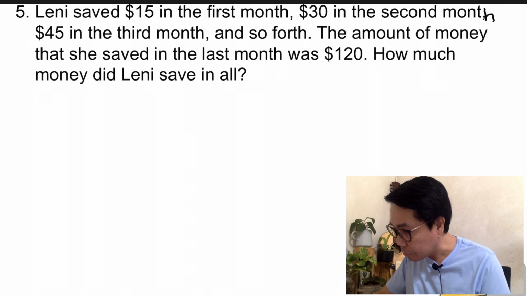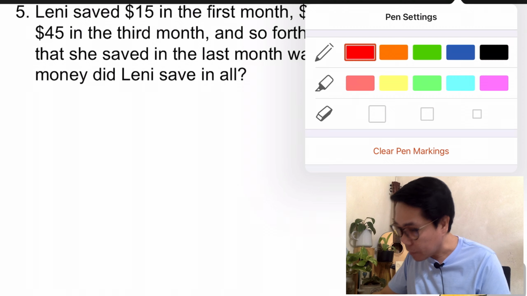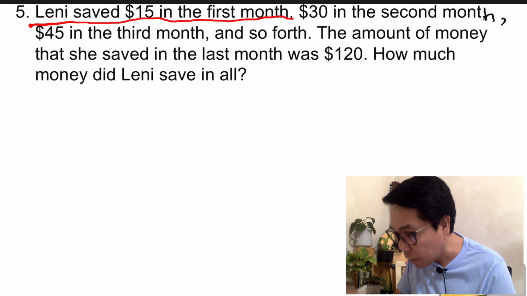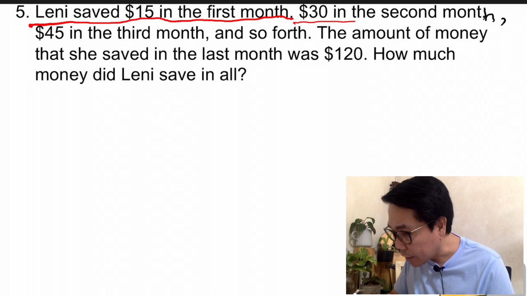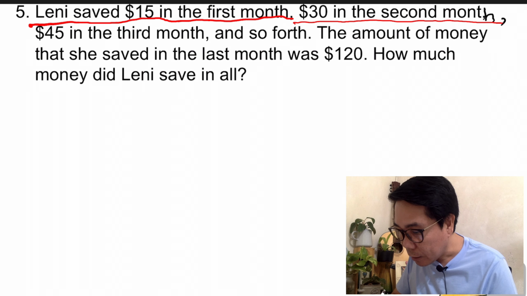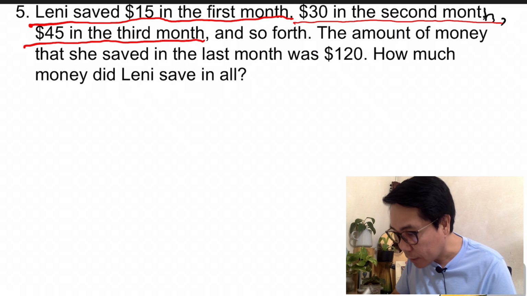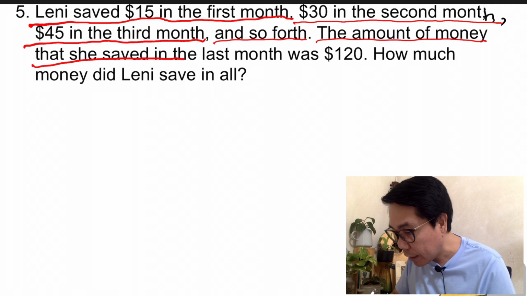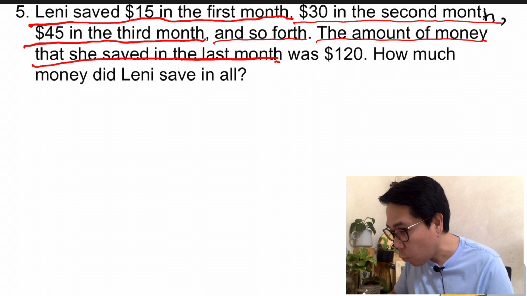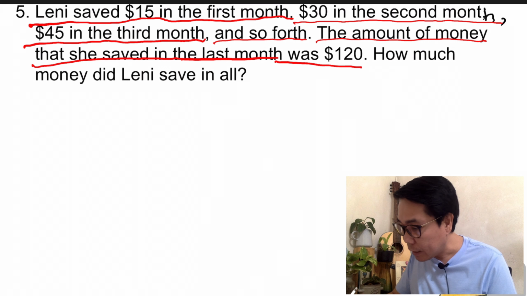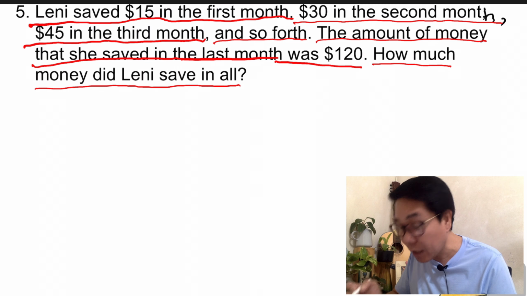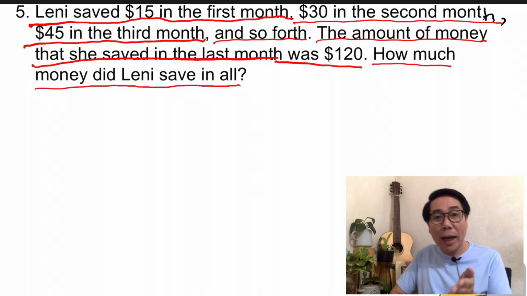Okay, now, let's see. Lenny saved $15 in the first month, $30 in the second month, $45 in the third month, and so forth. The amount of money that she saved in the last month was $120. Then the question is, how much money did Lenny save in all? Okay, so let us look at the pattern.